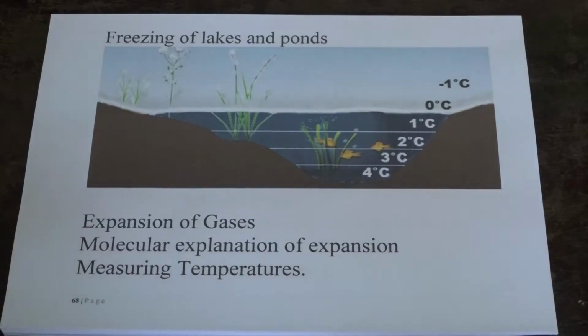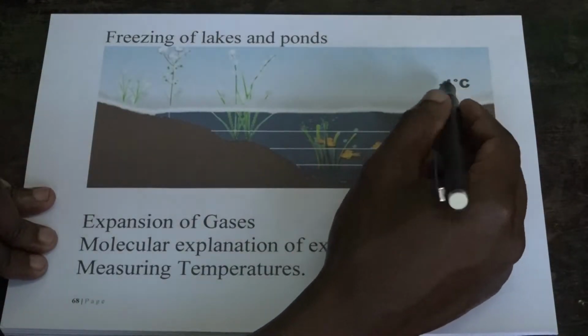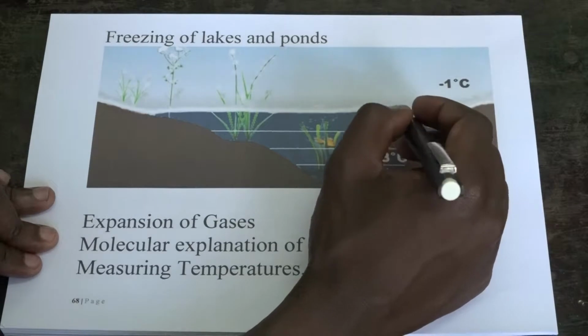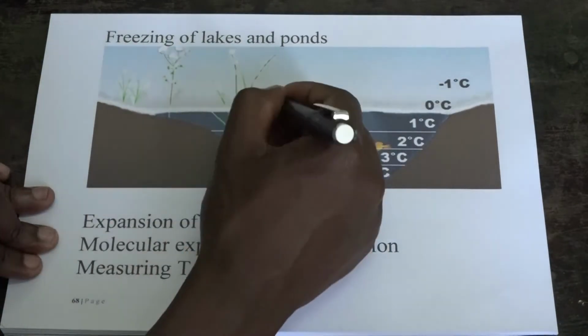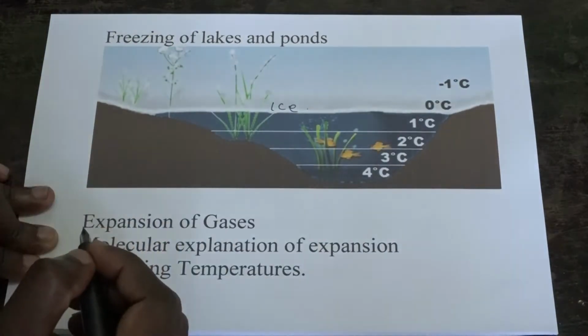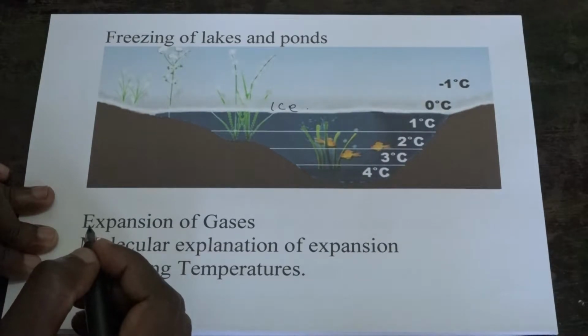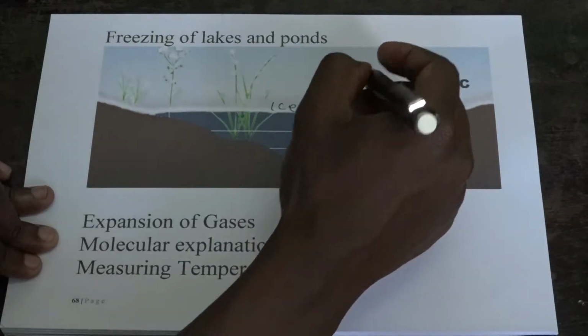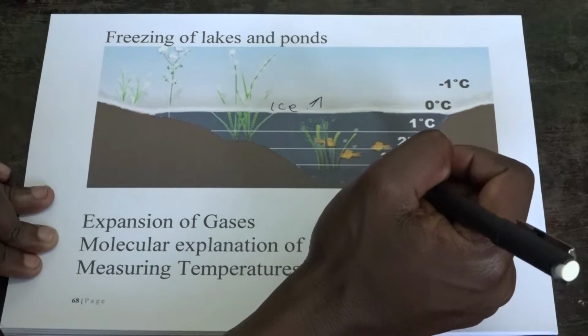Of lakes and ponds in the winter region. So you can see at the point where we are having -1 degree, you realize that in this winter we have this one as ice. Now, when we are having ice, it is because of 0 degrees. So it is below 0 degrees that we are having the ice.